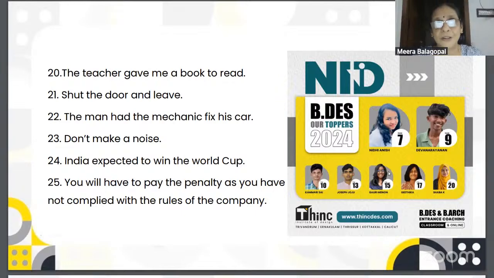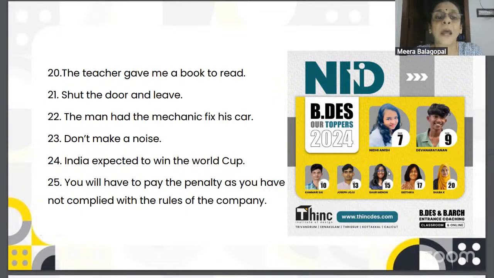Now, here in this question, the remaining questions, I have not given you the options. So, the teacher gave me a book to read. Here the teacher is the subject, gave is a verb, and a book is the object. And me is also an object. So how will you change it? I had given you the same question in the example. A book was given to me by the teacher to read. Or you can write, I was given a book to read by the teacher.